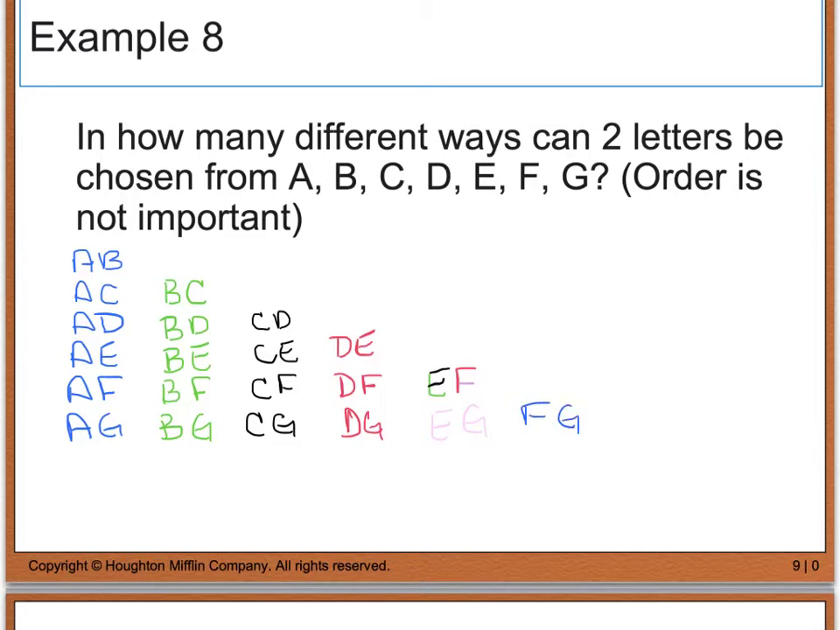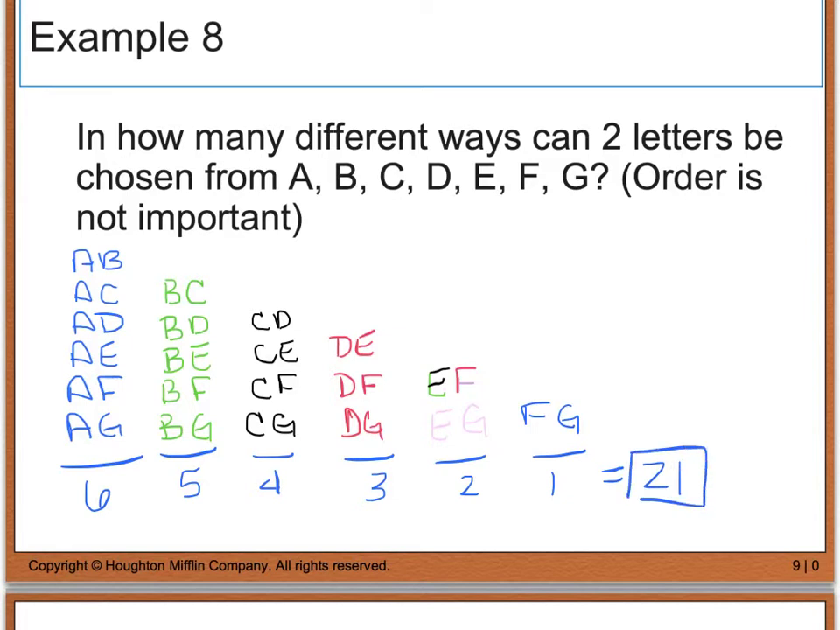Now if you go through and count all of these, there's 1, 2, 3, 4, 5, 6 in this row, 1, 2, 3, 4, 5 in the next column, 1, 2, 3, 4 in the next column, 3 in this column, 2 in this column, and 1 in this column. So if you add all of these up, 6 plus 5 plus 4 plus 3 plus 2 plus 1, this gives us 21 different ways that we can combine 2 letters chosen from the letters A through G.